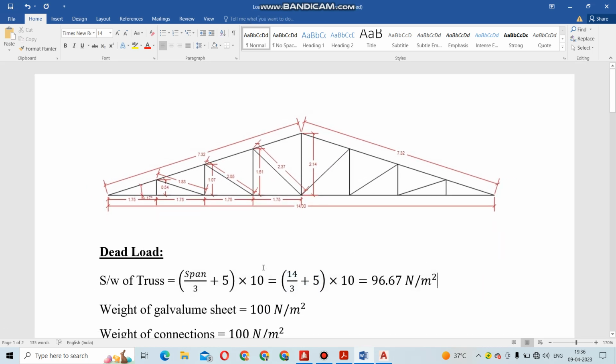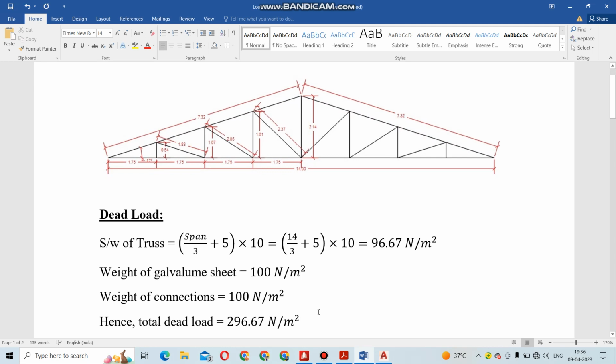The self weight of the truss is given as (span divided by 3 plus 5) into 10. What is our span here? I have already told you, 14 meters. Using this formula I have calculated the self weight of the truss for a unit area, that is 96.67 Newton per meter square. The weight of galvanium sheet is given as 100 Newton per meter square, and we assume the weight of the connections is 100 Newton per meter square. So for each meter square area, the total load coming from the truss, galvanium sheet and connections is 296.67 Newton per meter square.